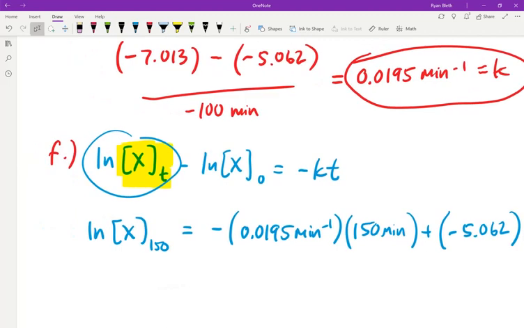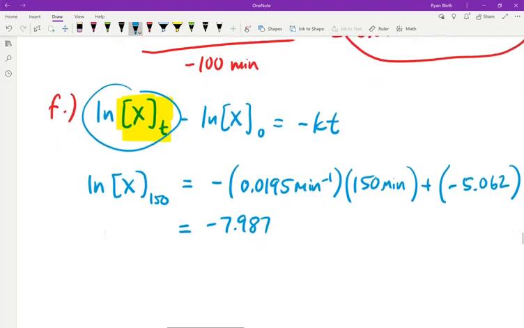Again, all these values, 0.0195 is our k value. We just found that. 150 minutes was the length of time in the question itself. And then the natural log of X concentration at 0 minutes was negative 5.062 from the data table. So if I solve it, punching all that into my calculator, natural log of X at 150 is negative 7.987. And no units on that because natural log doesn't have units.